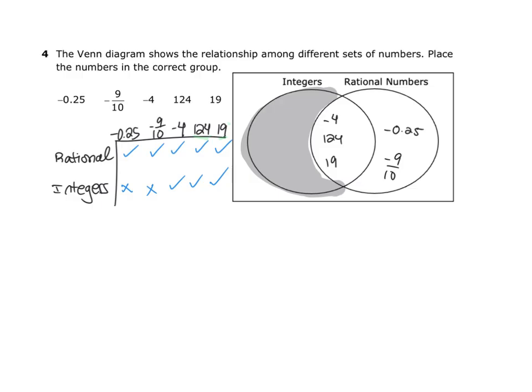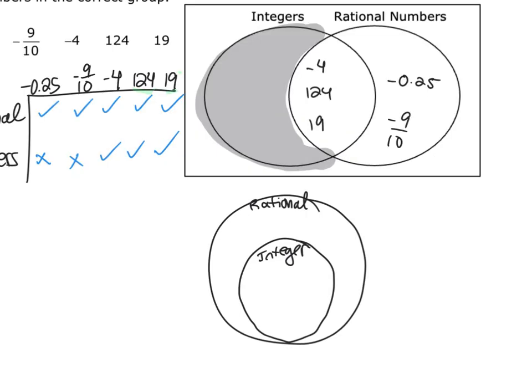In fact, we might say that it would be more efficient to represent this relationship with an Euler diagram that's not a Venn diagram. In this case, we'd have negative 4, 124, and 19 here. They're integers. And out here, we'd have negative 25 hundredths and negative 9/10. And really, this is showing the same thing, right? It just doesn't show the empty region where we couldn't possibly have any values.